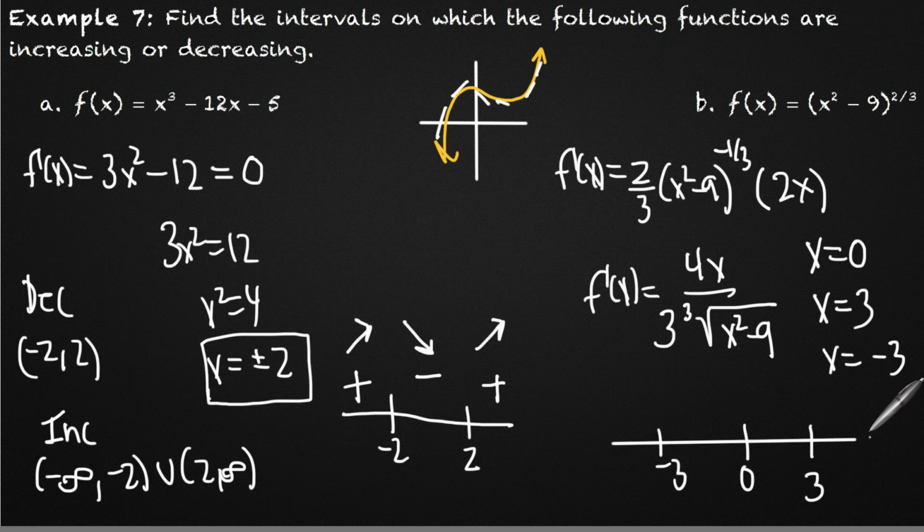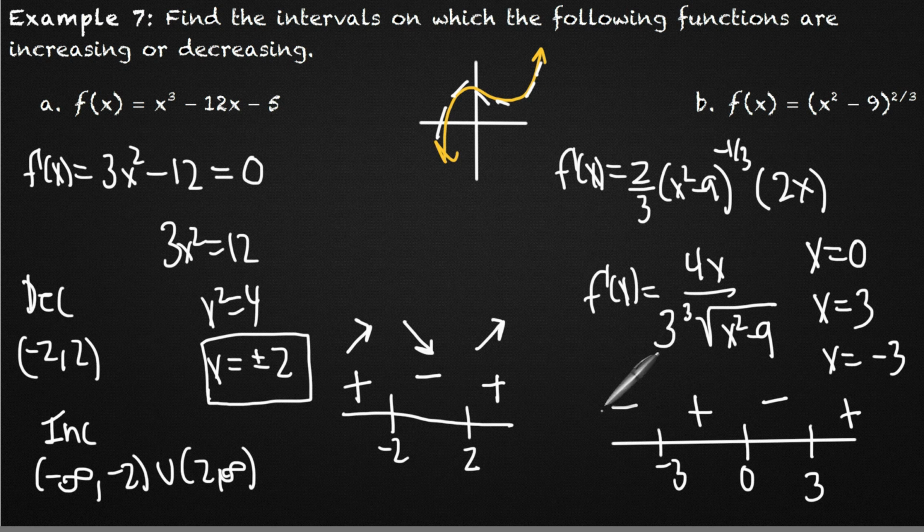If I plug in a number bigger than 3, like 5, the top is going to be positive, the bottom is going to be positive, so that's positive. If I plug in a number like 1, the top is going to be positive, and the bottom, well, excuse me, it's not going to be undefined because this is a cube root and not a square root. And you can take the cube root of negative numbers. So if you plug in 1, you get 1 minus 9, which is negative 8. The cube root of that is negative 2. So basically this is going to be negative. You plug in a negative 1, that's going to be a negative over negative. That's a positive. And this is going to be a negative.